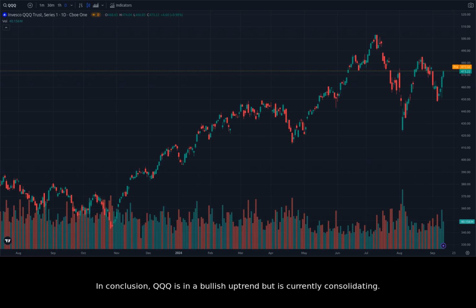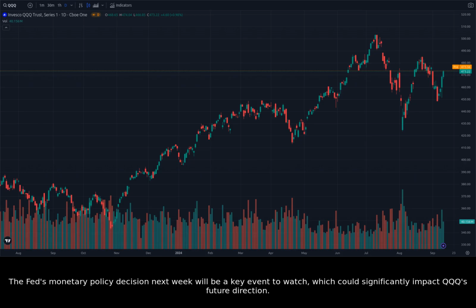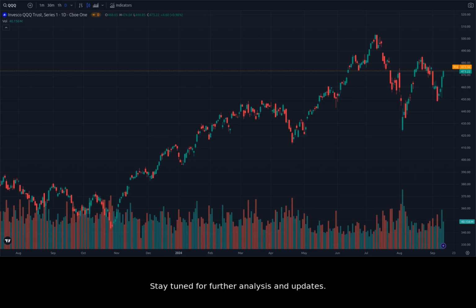In conclusion, QQQ is in a bullish uptrend but is currently consolidating. The 468 level on the 15-minute chart is a key level to watch for a potential breakout or pullback. The daily chart suggests that QQQ is likely to find support at the 465 level. The Fed's monetary policy decision next week will be a key event to watch, which could significantly impact QQQ's future direction. Stay tuned for further analysis and updates.